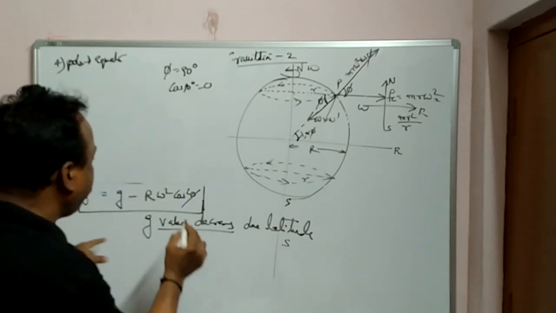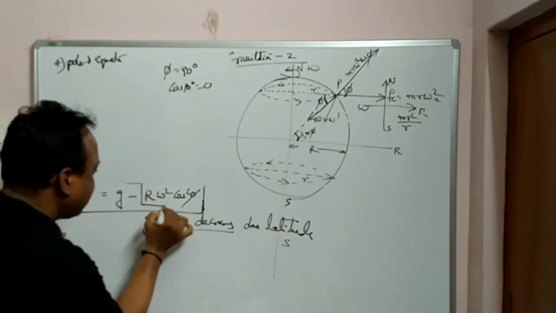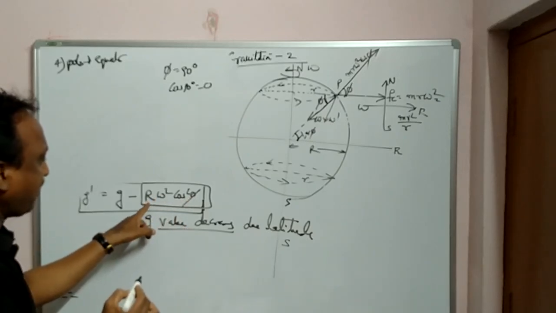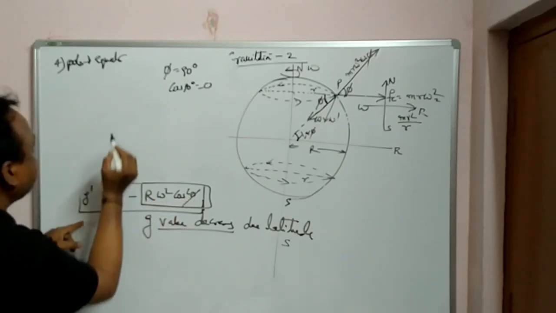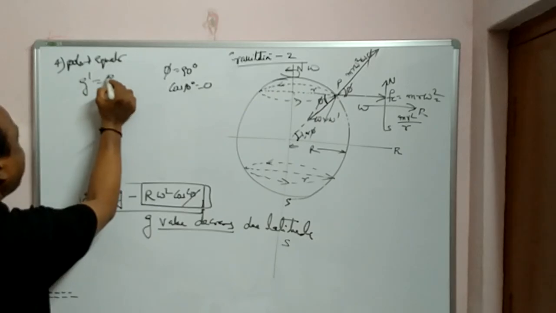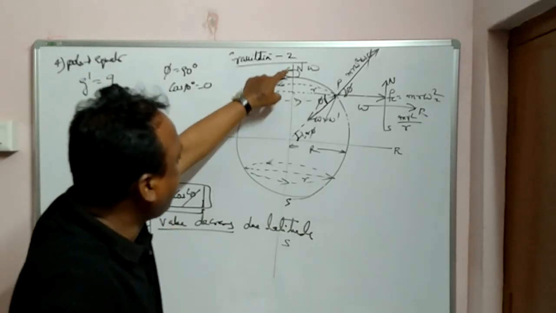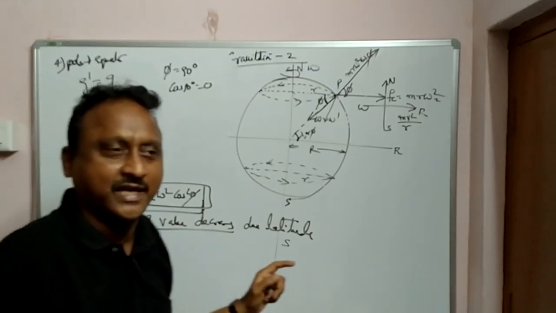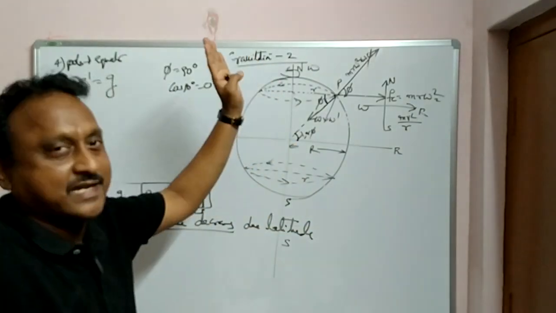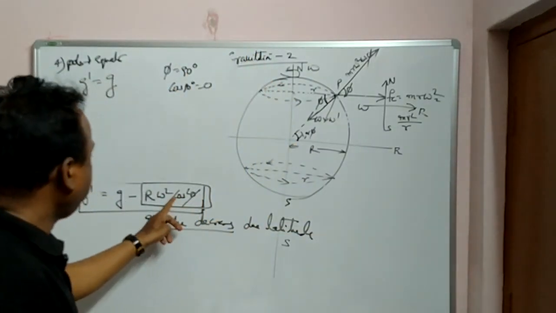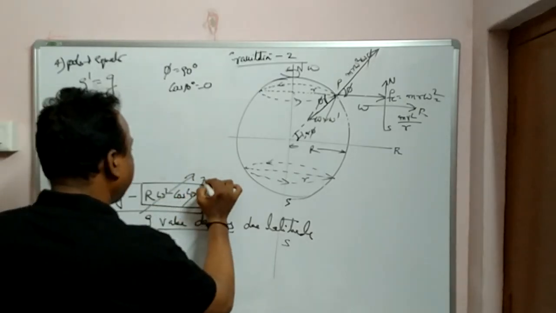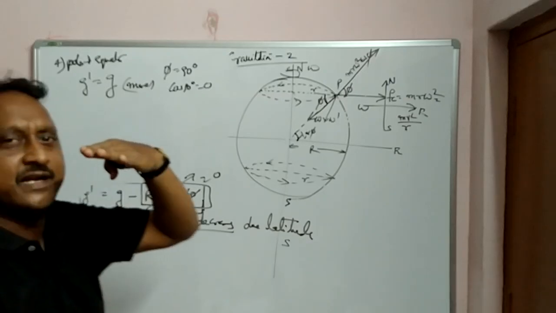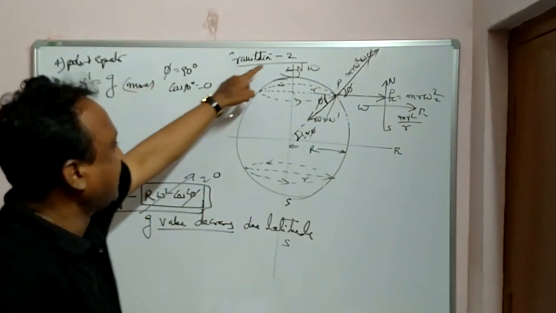Since cos 90 is 0, what about this value? This entire value is cancelled. Cos square 90 also becomes 0, 0 into R omega square is 0. So G minus 0 is G. So what is G dash? G dash is equal to G. That means at the poles, north pole and south pole, the G value will be the same, 9.8 only, because the angle there is 90 degrees, cos 90 is 0. Because it is 0, this entire thing will be cancelled. So the G value is more. Since it is flattened at the poles, the G value is more at the poles.